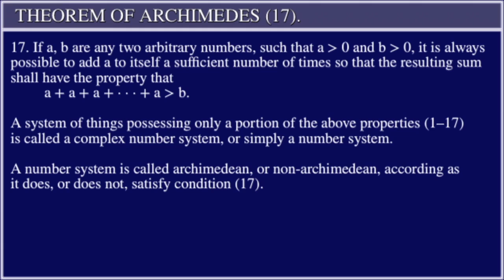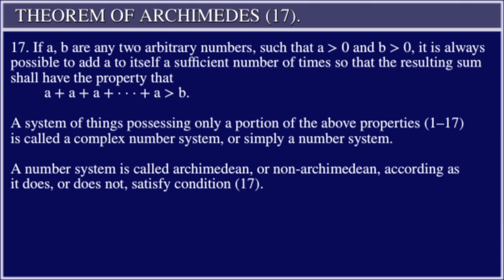Theorem of Archimedes, 17. 17. If A, B are any two arbitrary numbers such that A is greater than 0 and B is greater than 0, it is always possible to add A to itself a sufficient number of times so that the resulting sum shall have the property that A plus A plus A plus dot dot dot A is greater than B.